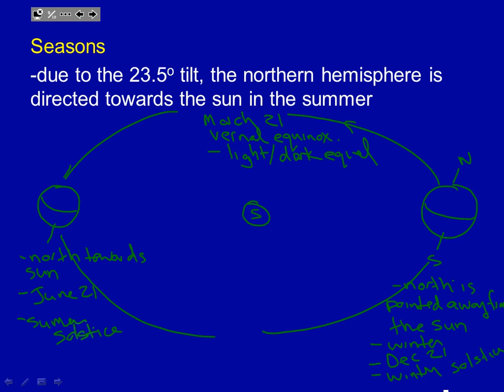This is going to be September 21st. This one's called the autumnal equinox for autumn. A-U-T-U-M-N. Autumnal equinox. Again, light and dark are equal. Okay? Light and dark are equal.